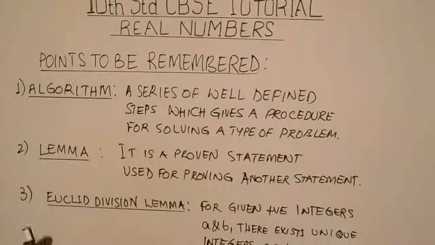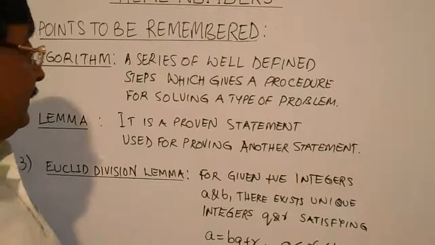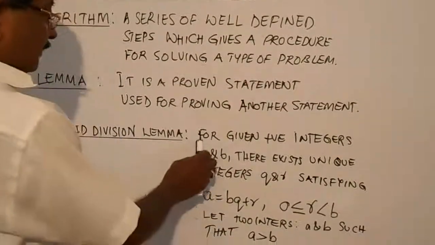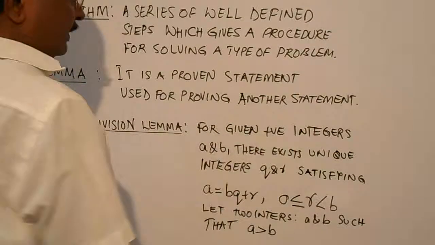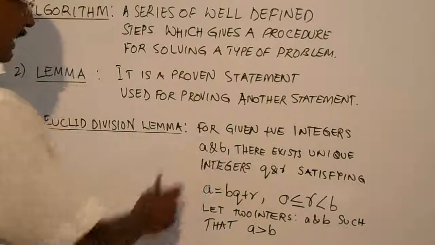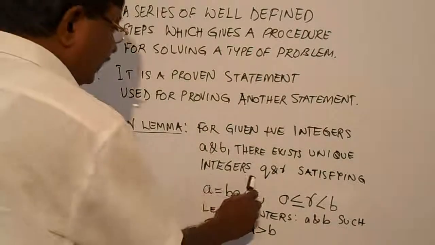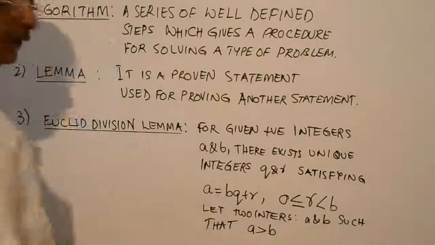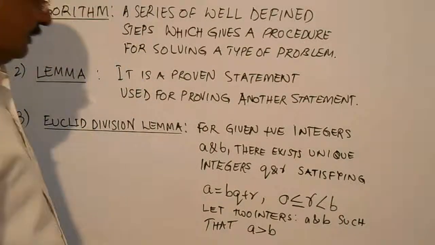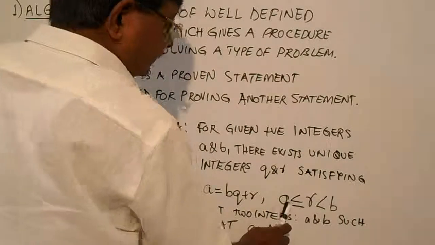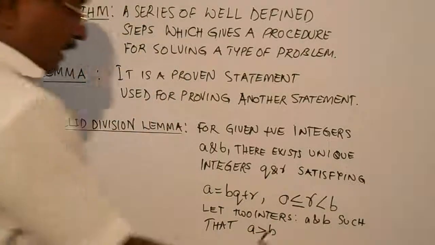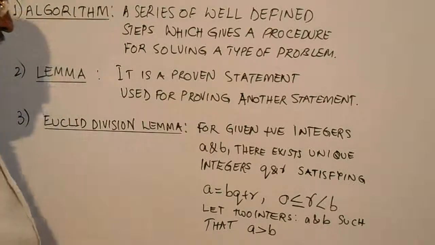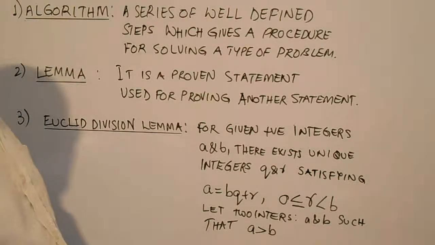And the next one is Euclid division lemma. For any given two positive integers a and b, there exist unique integers q and r, satisfying a = bq + r, wherein 0 ≤ r < b. Let two integers a and b be such that a is more than b.